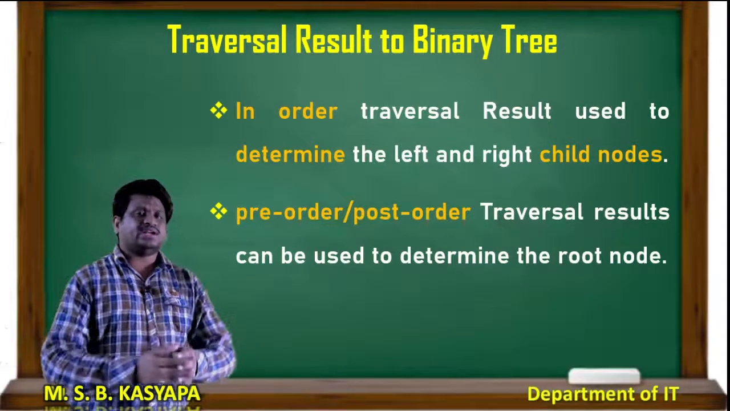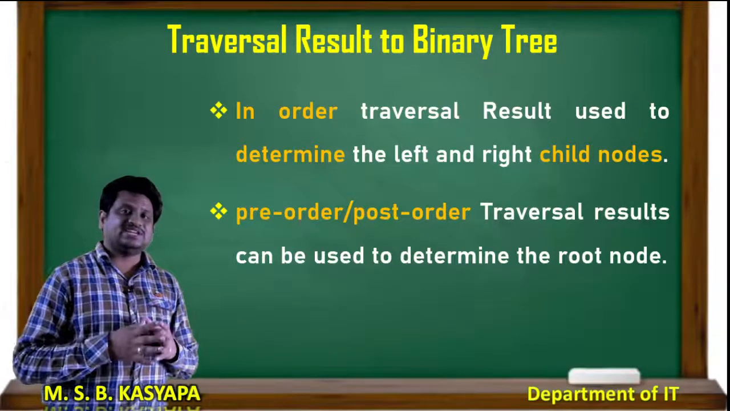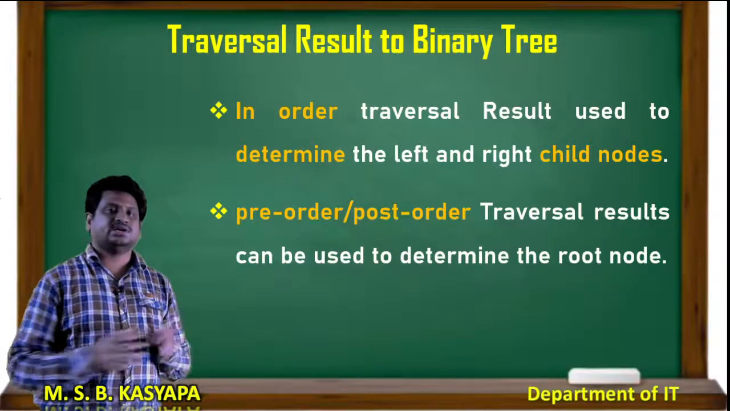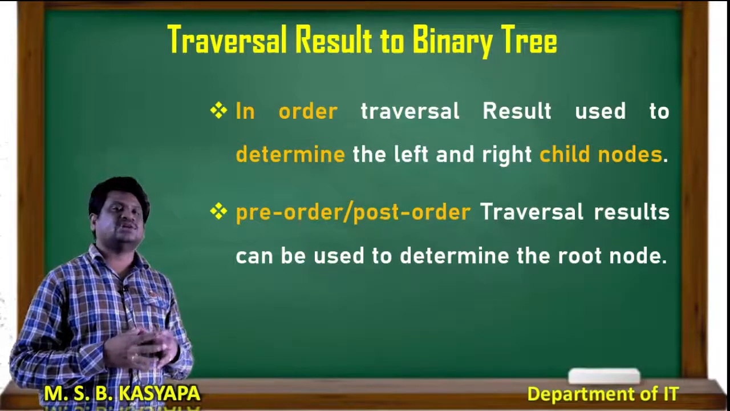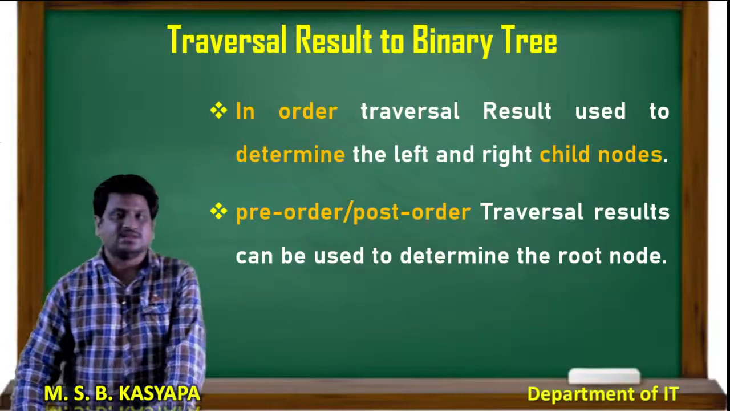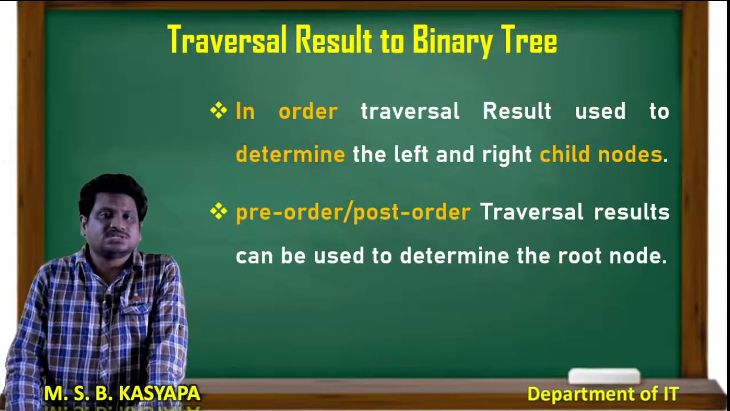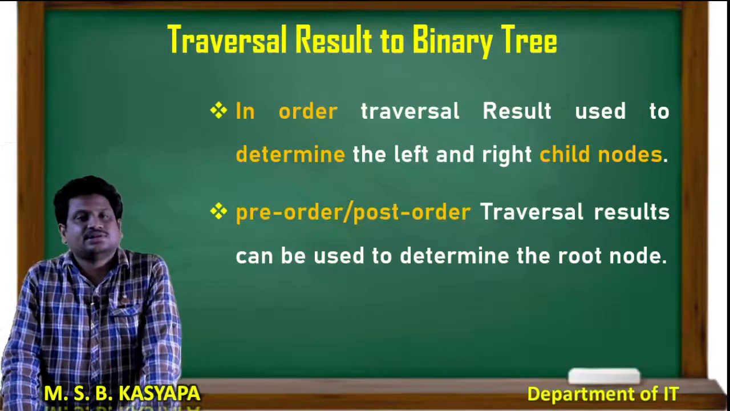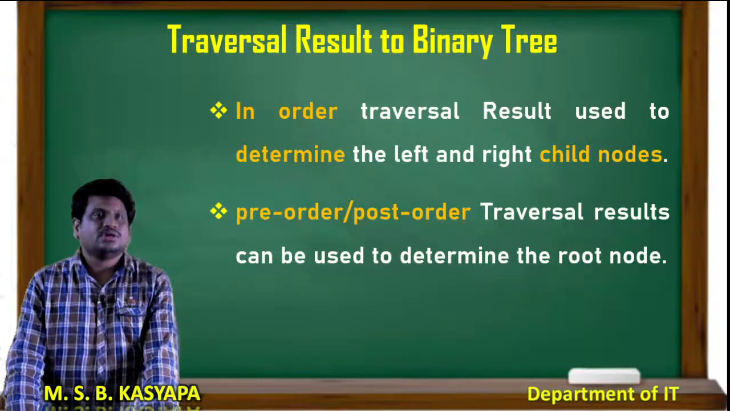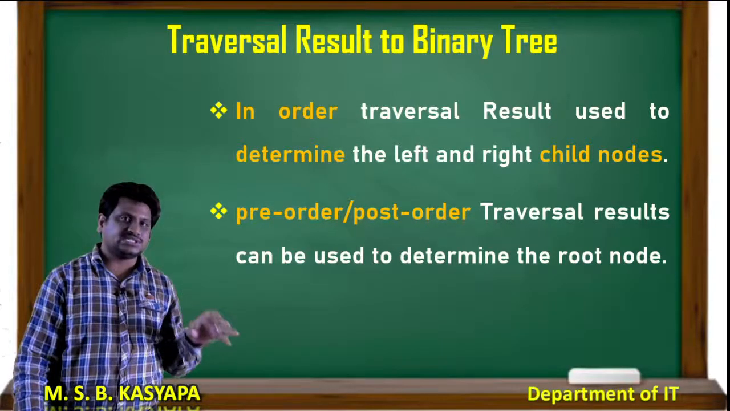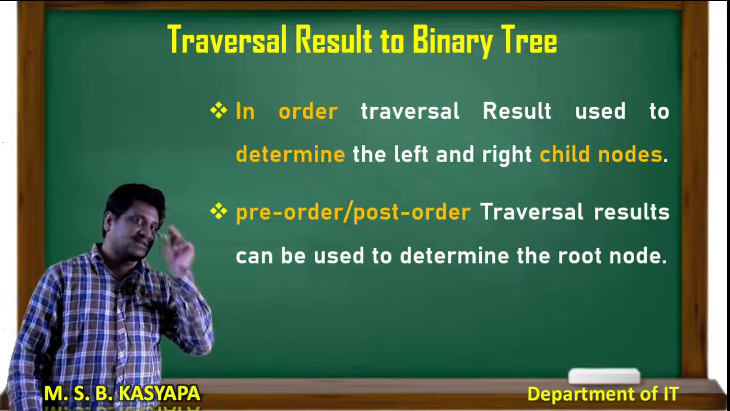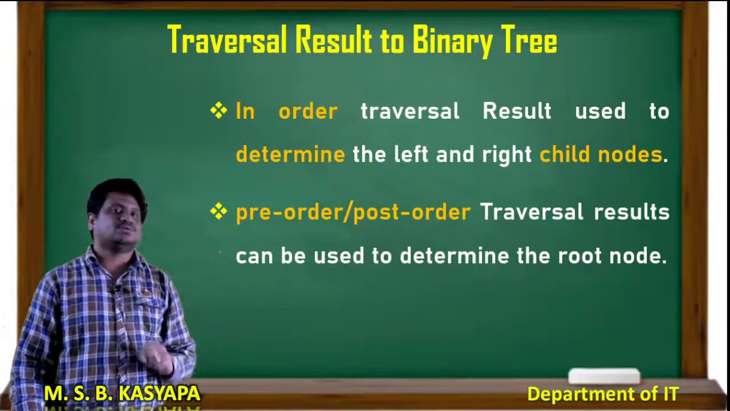Now, why do I need in-order? In-order specifies what the left children and the right children are, and pre-order and post-order define what the root node is. Let's discuss pre-order again. In pre-order, the visiting sequence is: first I visit the root node or parent node, after that the left child, then the right child. So in pre-order, whatever result comes first becomes the root node.